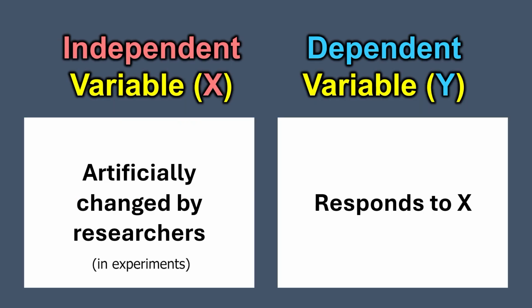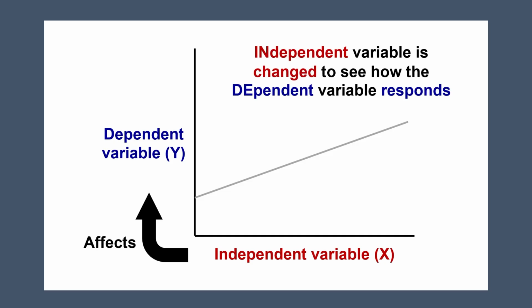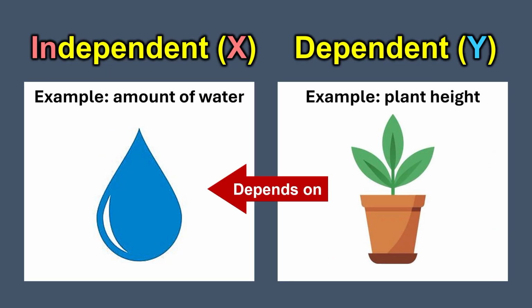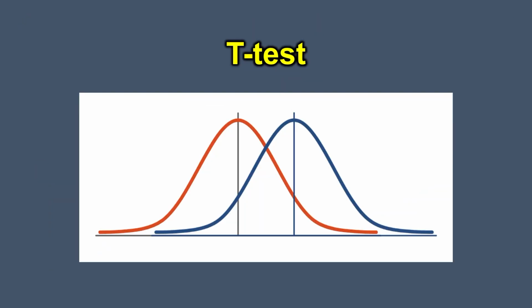You should also know the difference between the independent and dependent variable, or x and y. In a typical graph, the independent variable, or x, goes left to right, while the dependent variable, or y, goes up or down. The idea is that as you change or manipulate x, y will follow. In other words, y is dependent on x, so y is the dependent variable. And the test you do often depends on whether x and y are numerical or categorical. Let's start with the t-test.